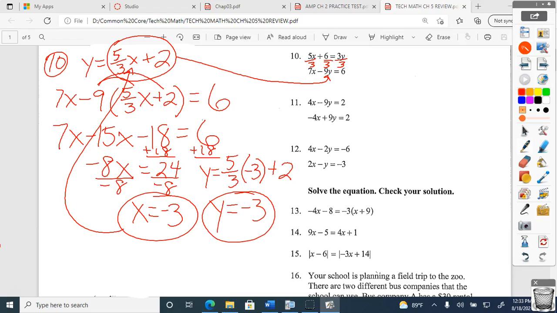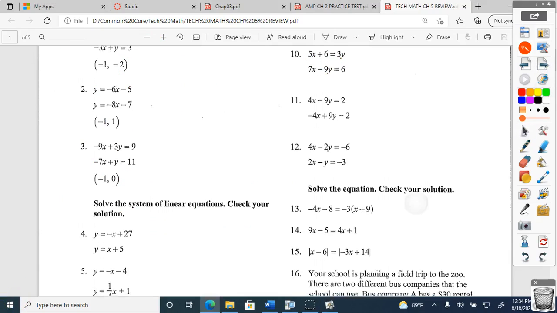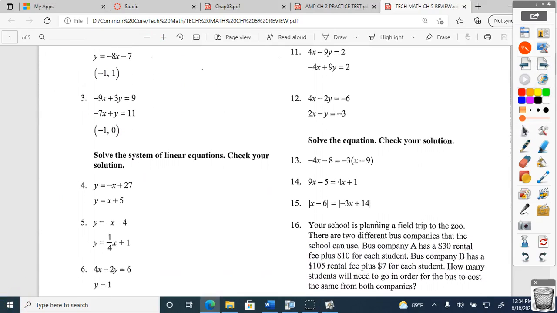Everybody good? That was probably the hardest one of the 10 that we've done so far. Okay? I'll hit pause. So everybody got that? Great. All right, let's move to the next. Number 11. That one is definitely set up to use which method?